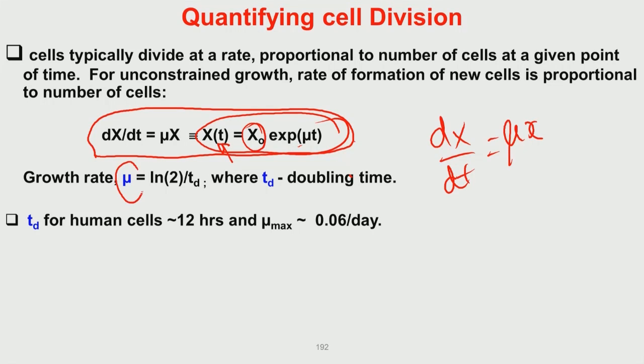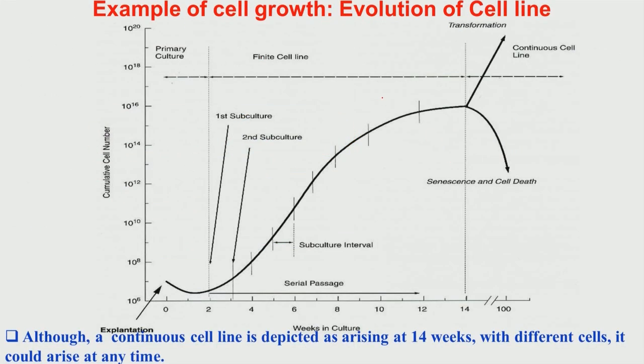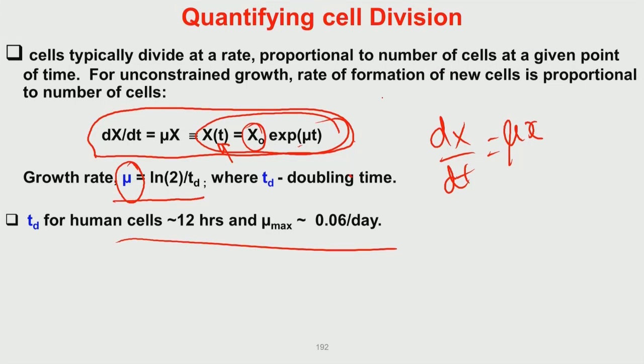So, mu is your growth rate, that is, natural log of 2 divided by T d. So, T d is the doubling time. For most of the human cells, the doubling time is 12 hours. Therefore, mu max, the maximum, is 0.06 per day. So, I think I will stop here and then we will start with the next model.